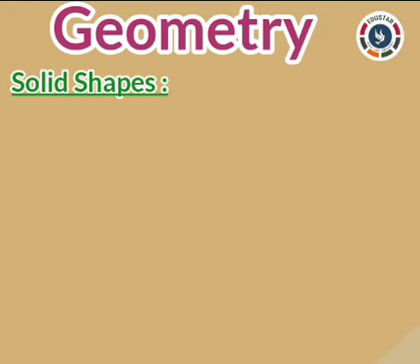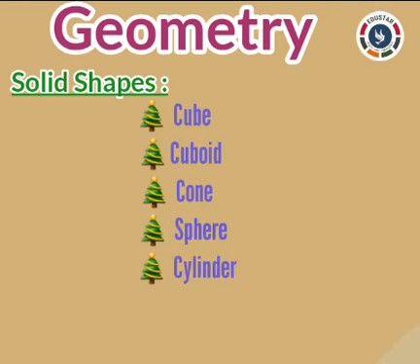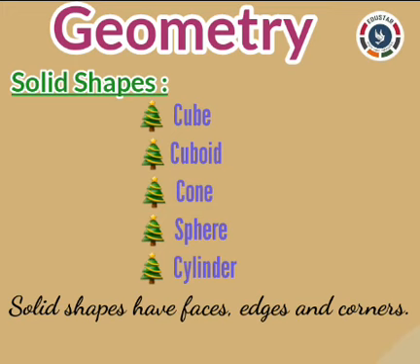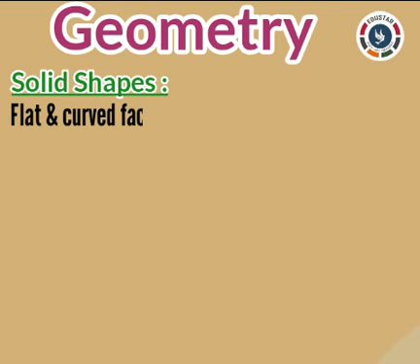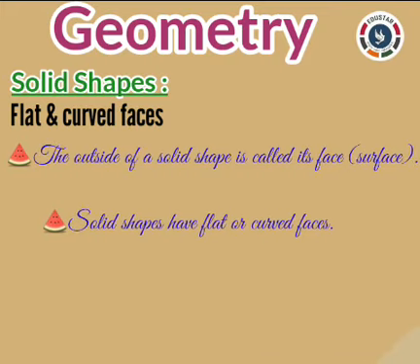Next, solid shapes. There are 5 solid shapes. They are cube, cuboid, cone, sphere and cylinder. These solid shapes have faces, edges and corners. Let us know about the face at first. The outside of the solid shape is called its face or surface. The solid shapes have flat faces or curved faces.